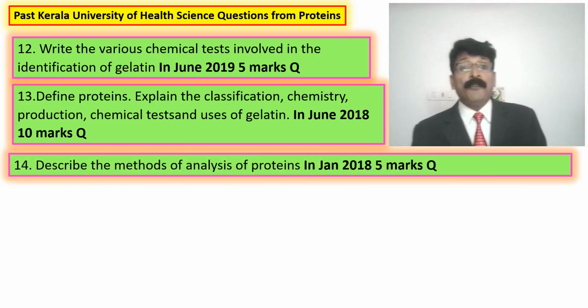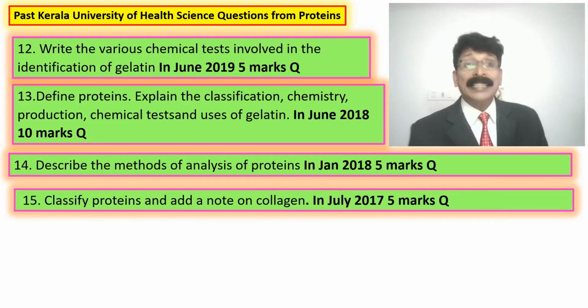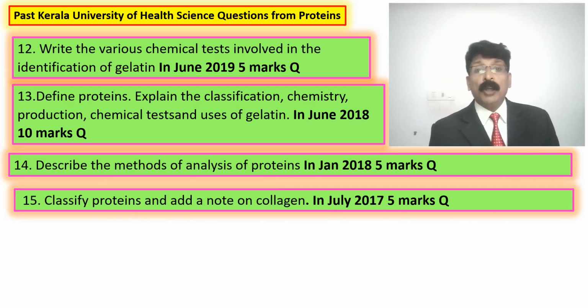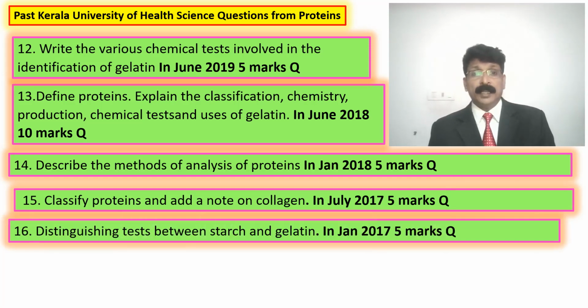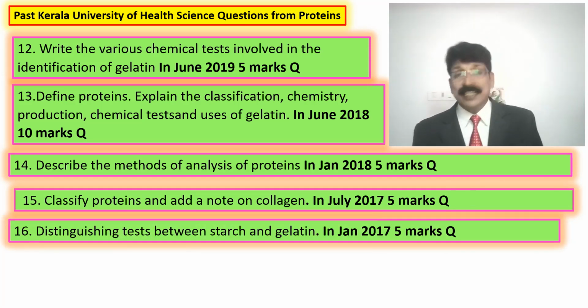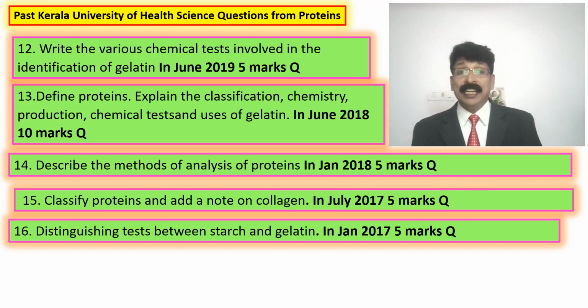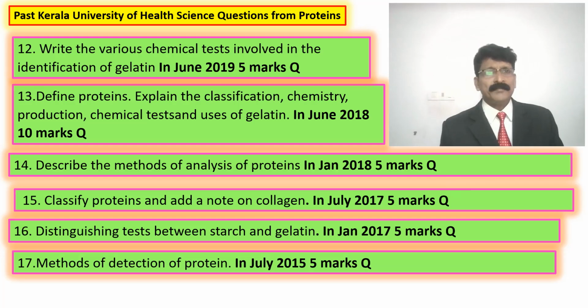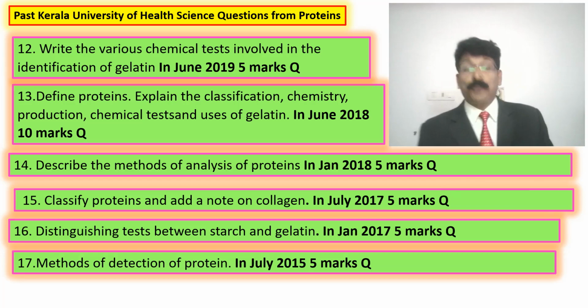Describe the method of analysis of protein, January 2018, 5-mark question. Classify proteins and add a note on collagen, July 2017, 5-mark question. Distinguish between starch and gelatin. In carbohydrates, you might have studied the various tests. You can mention all the iodine tests, Fehling's test, and the differences in chemical and physical nature, and compare with gelatin. January 2017, 5-mark question. Method of detection of protein, July 2015, 5-mark question.